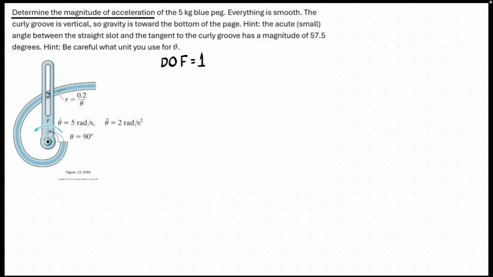So what does that tell us? That if we need to find one acceleration, if we're given one acceleration, we can do it without a free body diagram. And if you look at it, we're given an angular velocity and an angular acceleration, right? So we are given an acceleration in this case, so we actually do not need a free body diagram. So no free body diagram is needed for this problem.